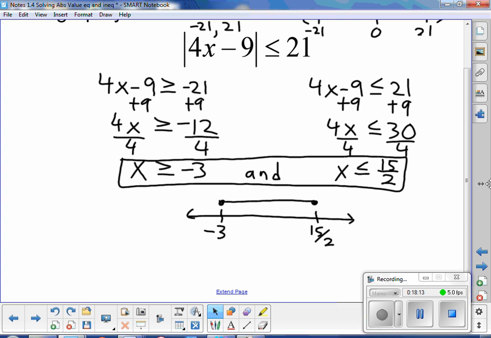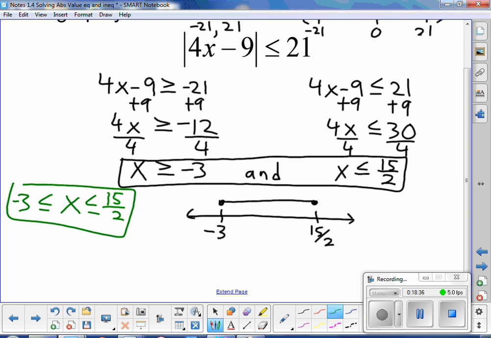Another way that you may see your answer, and I would actually suggest you write your answers, is when you have an and compound inequality, you put the x in the middle, put the bigger number to the right, put the smaller number to the left, and then fill in your inequalities accordingly. X should be bigger, it's equal to, less than or equal to this side, and there you go.